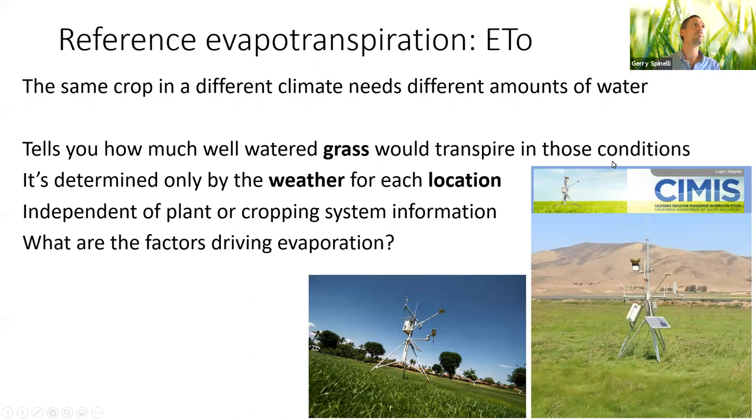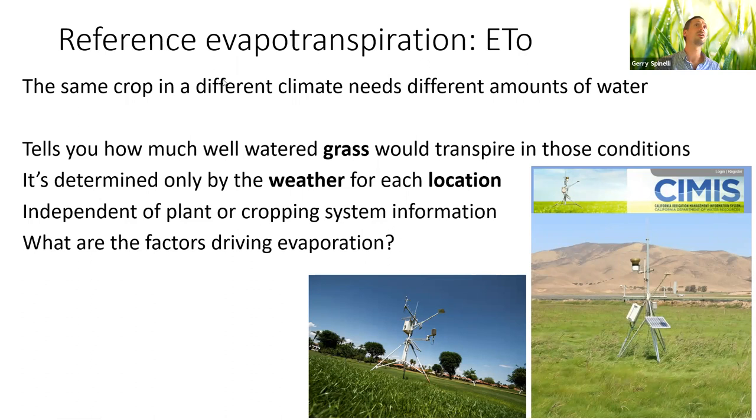On all these stations you can also connect and download the data for any station that you want. And again, the data that you download is called reference evapotranspiration. This is based on the fact that depending on where you are in the state of California, even if you grow the same crop, that crop will need different amounts of water. So that's how you take into consideration the location.